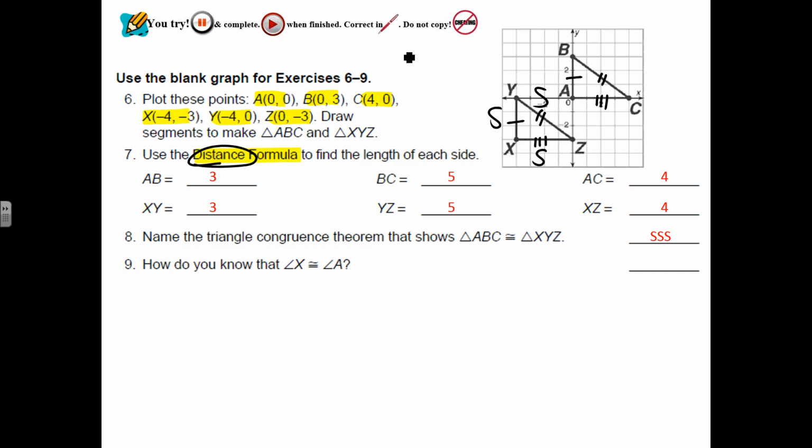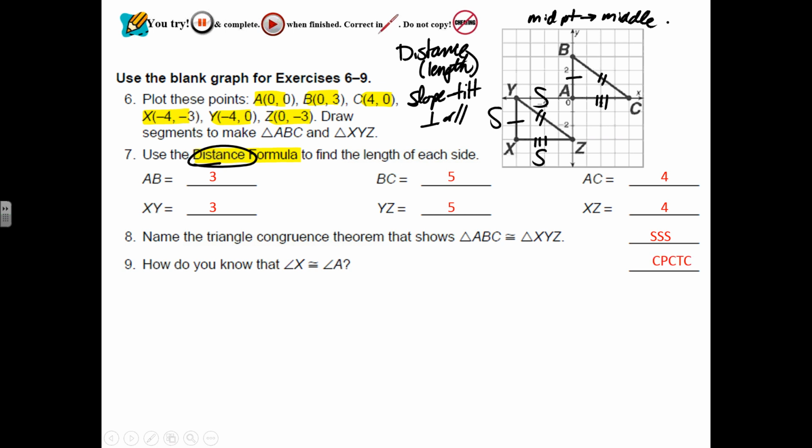Distance shows length. Slope shows slope. That'd be like the issues of perpendicular or parallel. And of course, midpoint shows the middle of things. So keep in mind those 3 types of equations and what you use them for. How do you know that those angles are equal? Because if the whole is equal, the parts are equal. CPCTC.